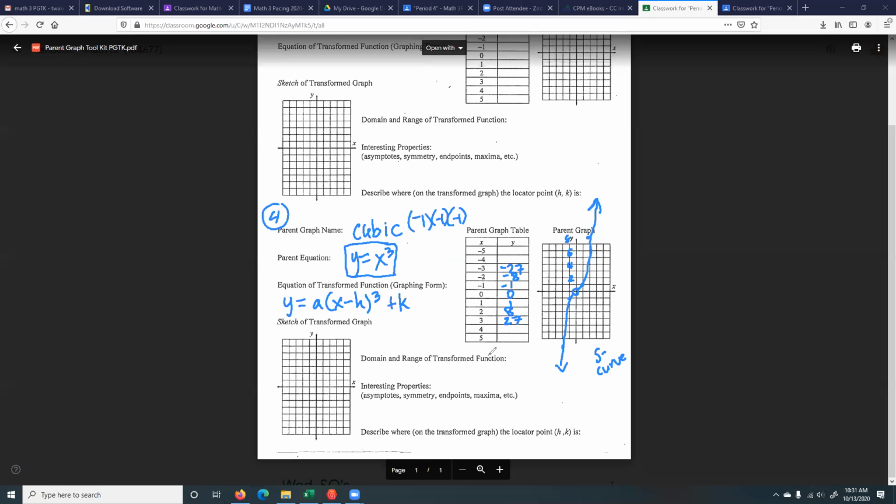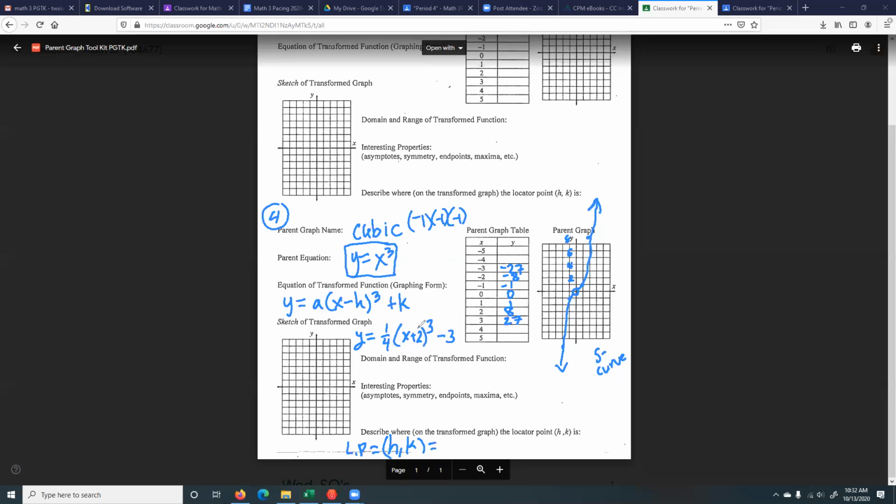Okay. So if I put an example equation, y equals 1/4 times x plus 2, cubed, sorry, cubed, minus 3. So those are the numbers we're going to use. Okay, well, from that equation, we can get our HK, our locator point, our LP, locator point.